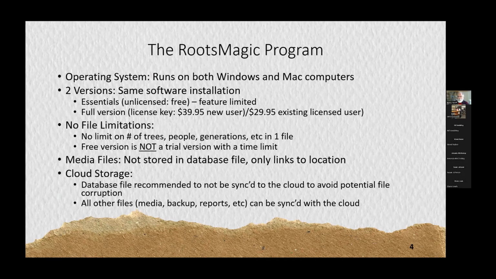The license key unlocks the feature limitations of the free mode. If you've never purchased a RootsMagic license key before, the license key costs $39.95. If you have purchased a license key for a prior version, the upgrade cost is $29.95. A single license key can be used on up to 6 computers in the same household. There aren't any limitations regarding how many trees, people, generations, etc. that can be stored in a single RootsMagic database file. You can manage your family research data in as many or as few files as you want to. The same database file is used with the licensed and unlicensed versions and computers running the Windows and Mac operating systems.